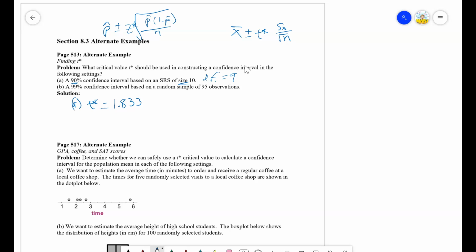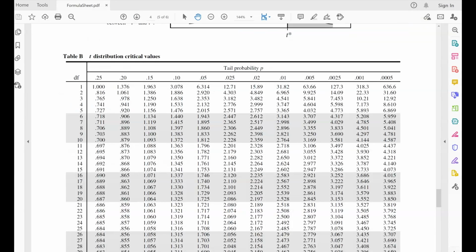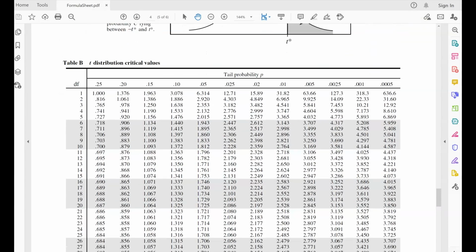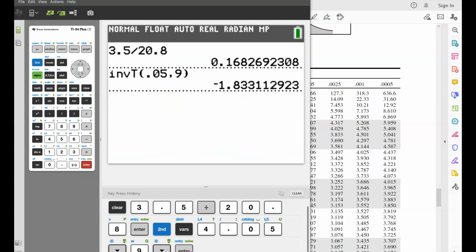Okay, so for part B, we are going to have to use the calculator, right? If I want 99% confidence and I have 95 observations, that means I have 94 degrees of freedom, and you're going to see on your chart that's not there. There is no 94 degrees of freedom, so we'd have to use a conservative estimate, or we would just use our calculator in this situation. So I'm just going to hit second enter.